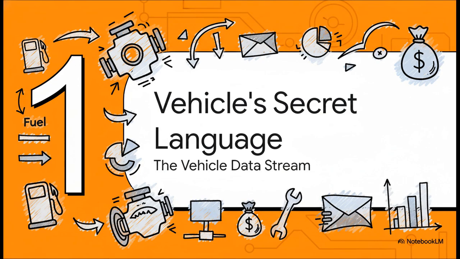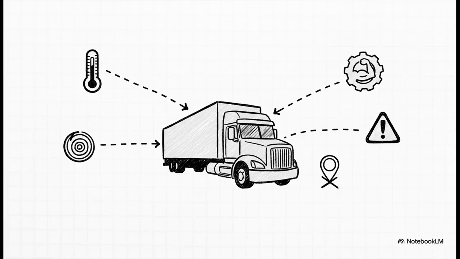Okay, so let's start at the beginning. Just think of a vehicle's internal network as its central nervous system. What we're doing is tapping right into that system, which is constantly, 24/7, monitoring dozens of critical parameters. Yeah, this goes way, way beyond simple GPS. We're talking about a rich, real-time stream of information.